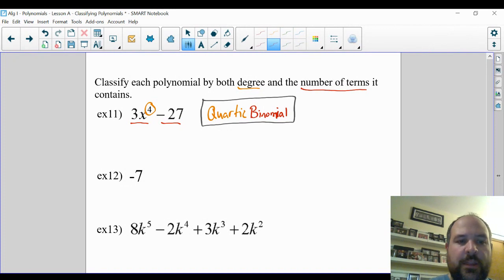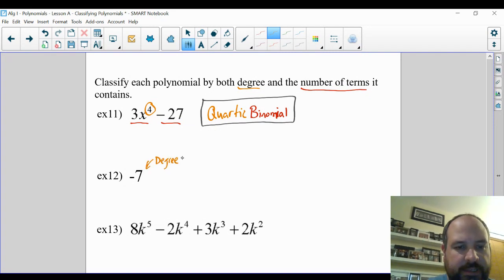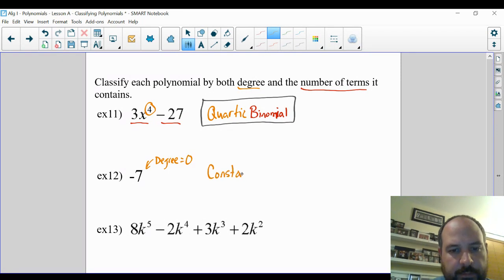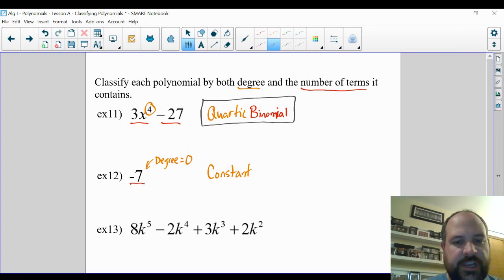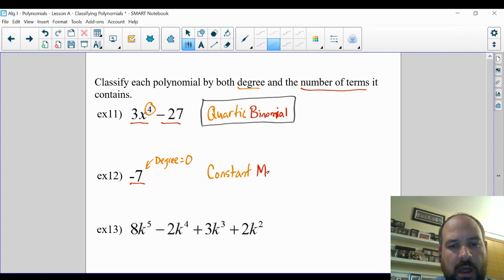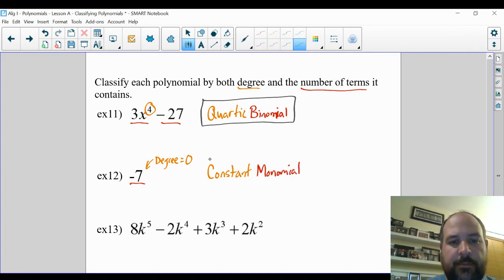If we look at number 12, again, the degree, if I look, there's no variable here. So this actually has degree 0, which means in this case, this is a constant because there is no degree. But then when I look at the number of terms, there's a single term. That makes it a monomial. So negative 7 is a constant monomial.